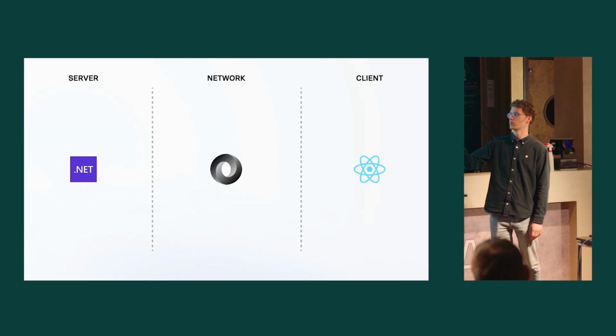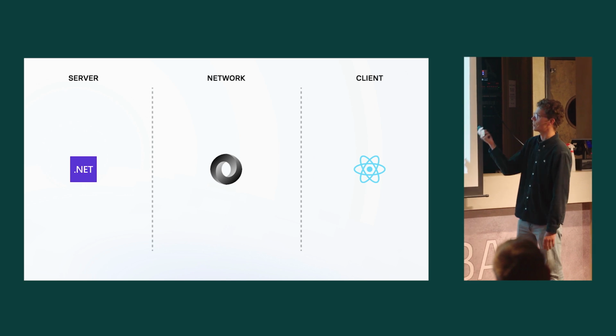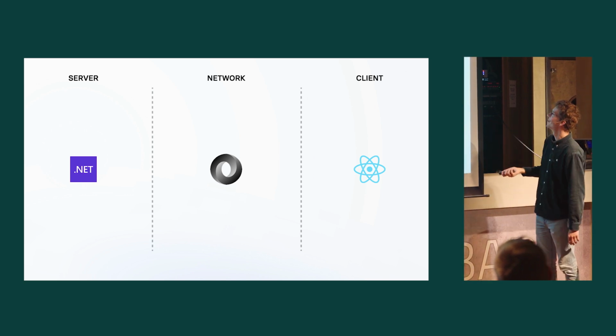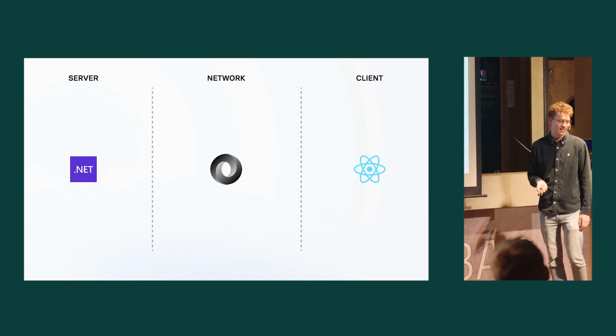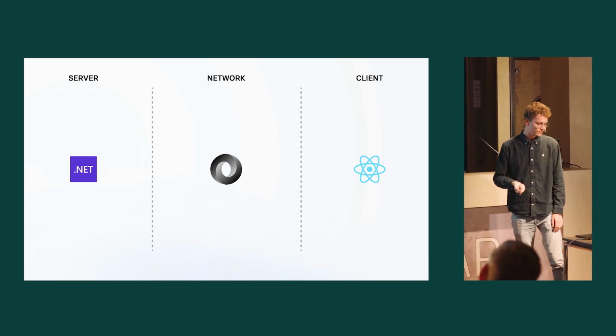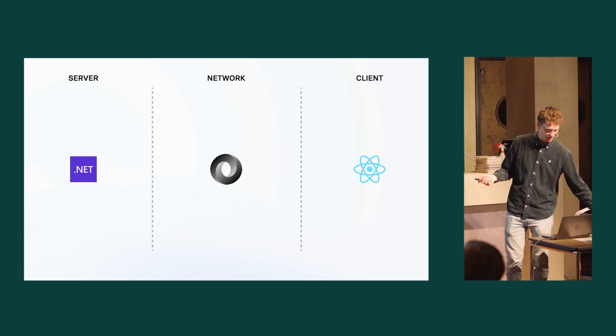So as an example, you maybe have a .NET backend, and then over the network goes JSON. This, by the way, is the JSON logo. And then on the client is React. So they talk to each other through JSON. All right, so that's the single page application.